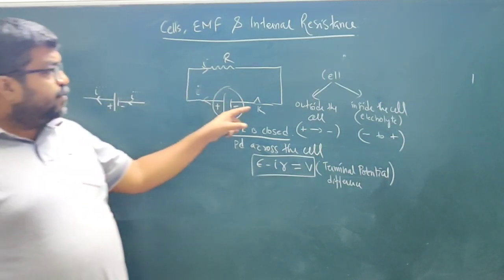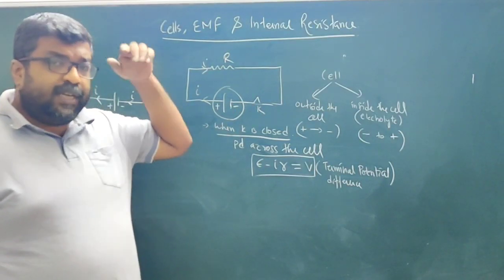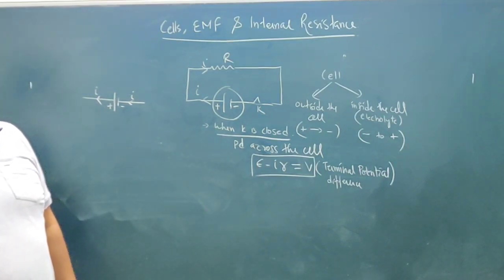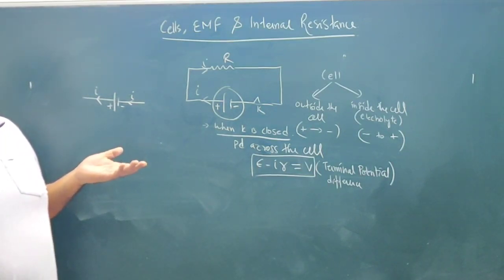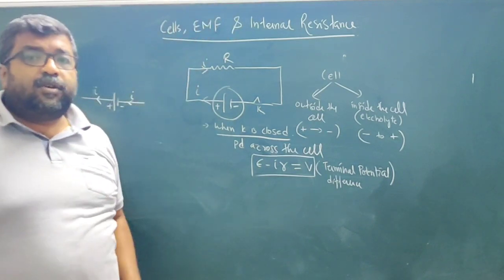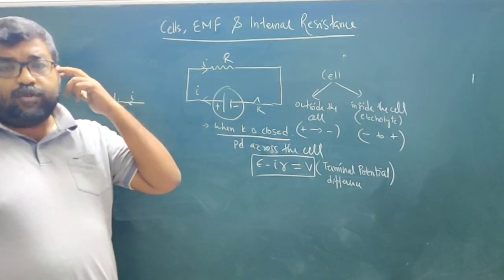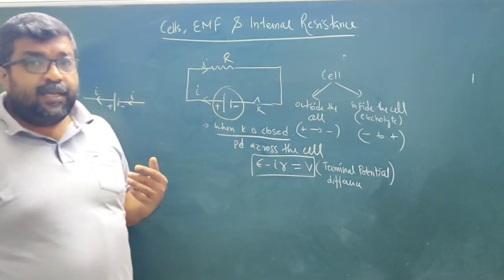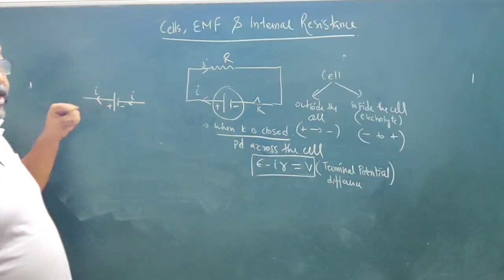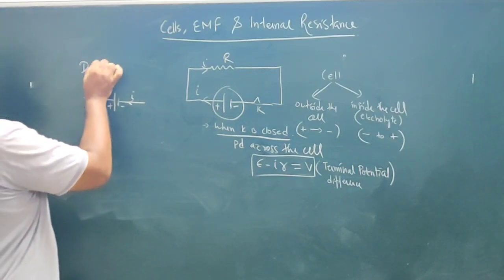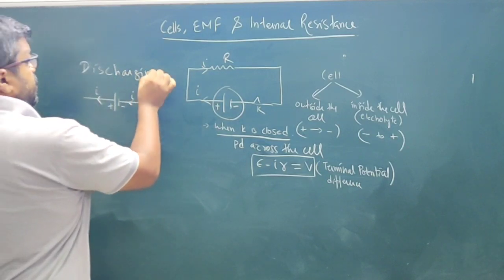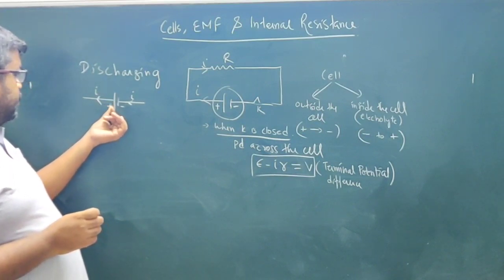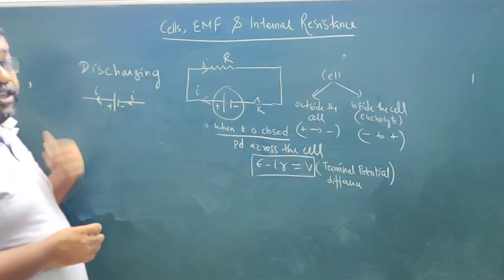Now what happens if this process goes on for a long time? At some time the cell will stop giving any potential. The cell will die. This is what happens in the cells you use in your watch, wall clock and other things. They die out. That is called discharging of the cell. That is the normal state. So in discharging, current flows from the positive potential to the negative potential in the external circuit.